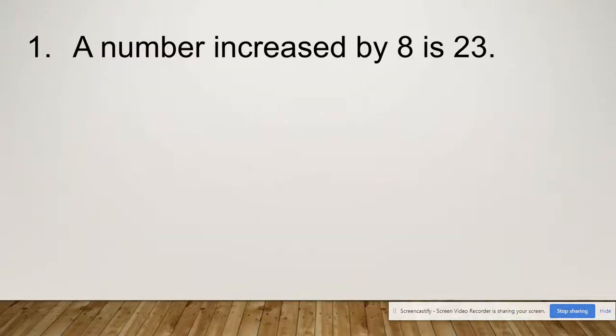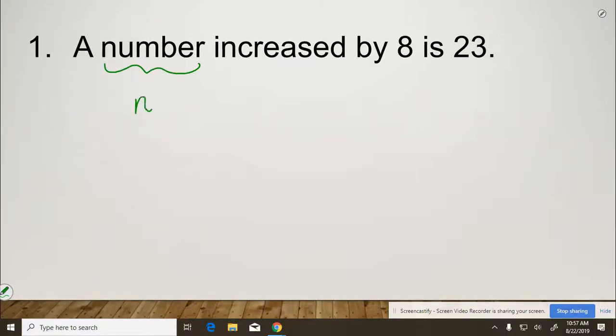So first we have: a number increased by 8 is 23. Whenever we see the word number, we're going to replace that with a variable. That variable can be any letter. I typically just replace it with n because number starts with n. You could use x or any other letter. So a number, n, is increased, which implies addition, so plus 8, and the word is always equals 23. There's your equation. Super, super easy.